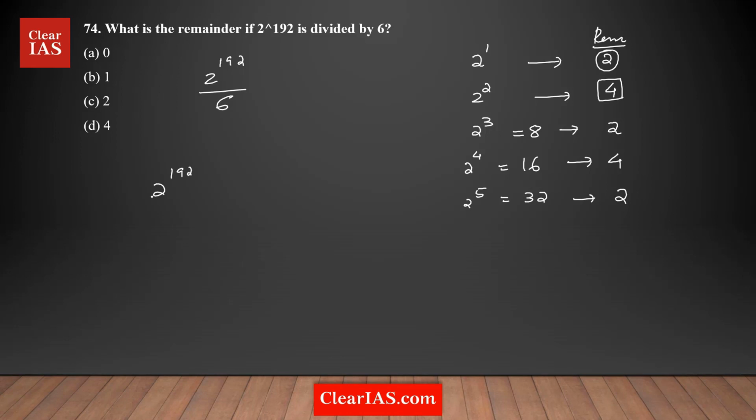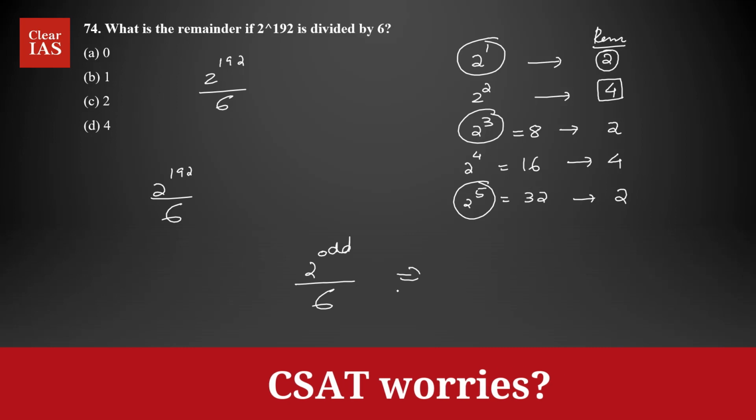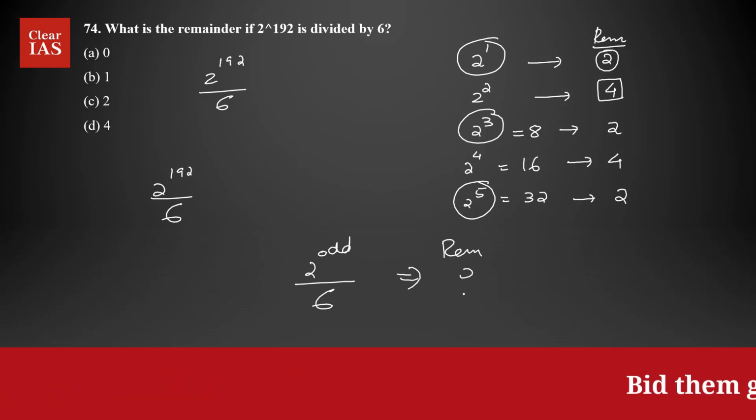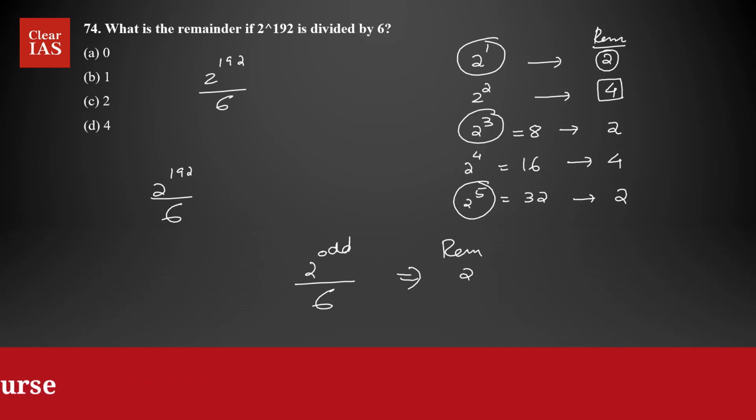So I need to find what would be the remainder when you divide 2 to the power 192 by 6. What you can see here is that whenever you have 2 to the power of an odd number, like 2 to the power 1, 3, 5, when you divide by 6, the remainder will be 2. Or if it is 2 to the power of an even number, when you divide by 6, the remainder is 4. So that's the pattern that you figure out from here, right?